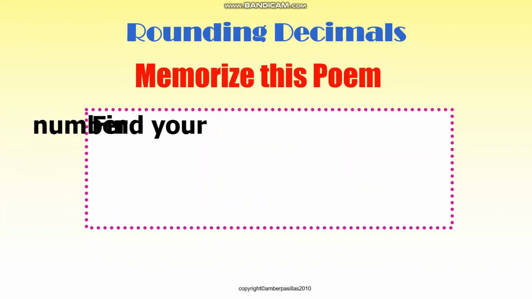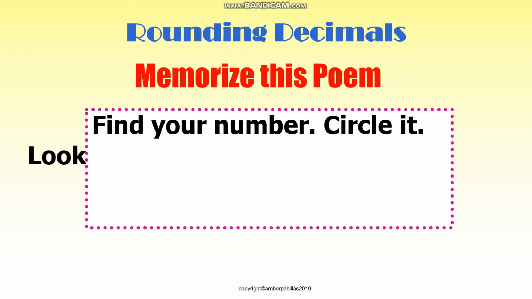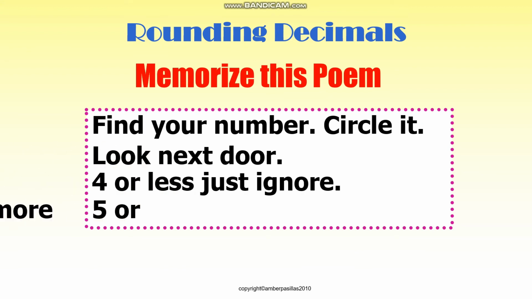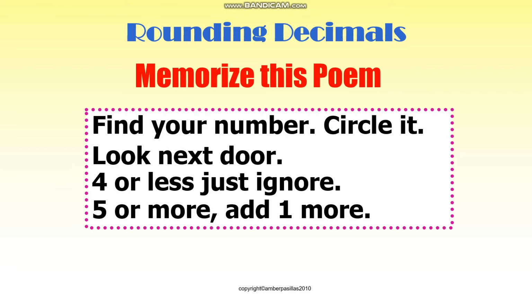Memorize this poem in rounding decimals. Find your number, circle it, look next door. 4 or less, just ignore. 5 or more, add 1 more.